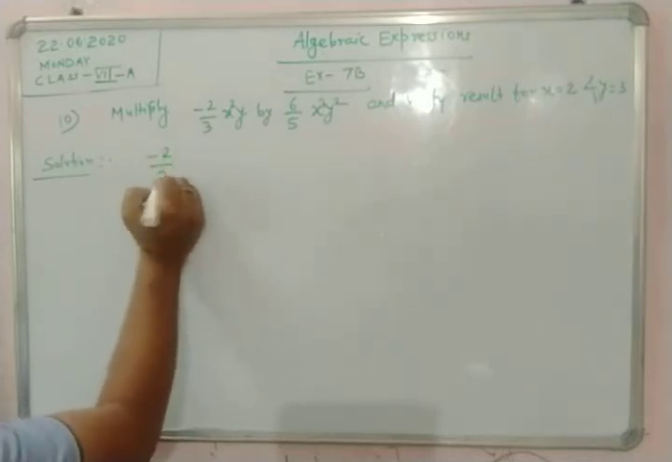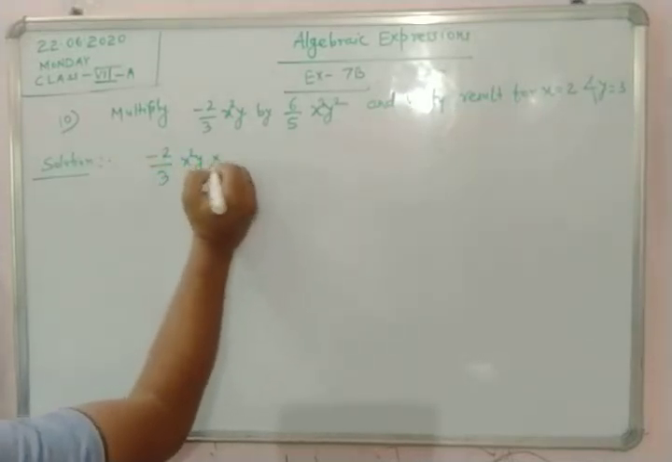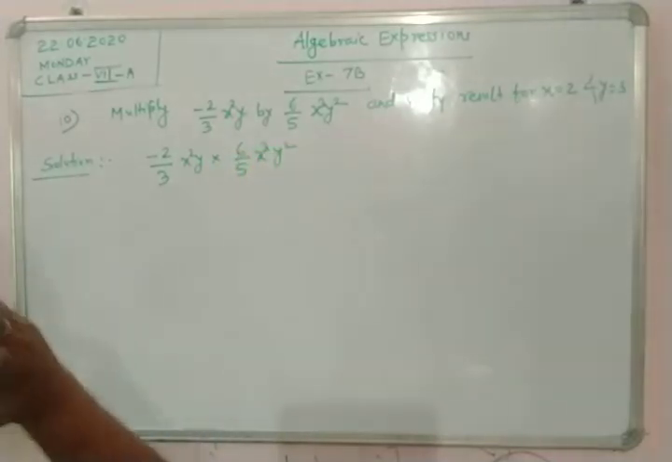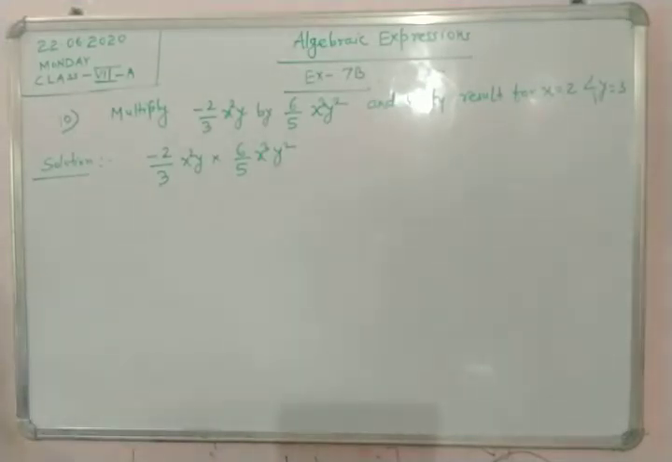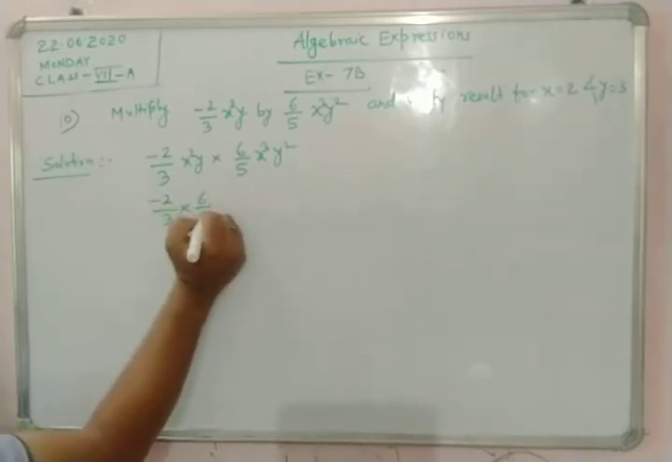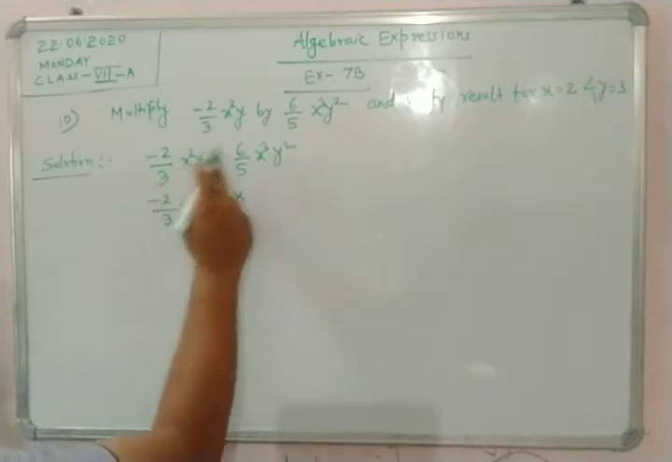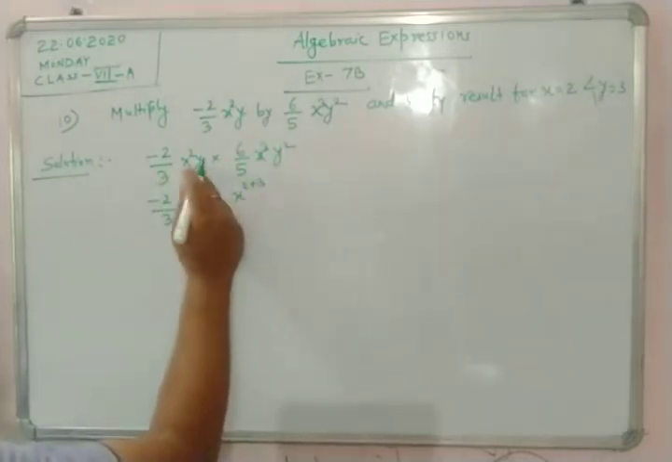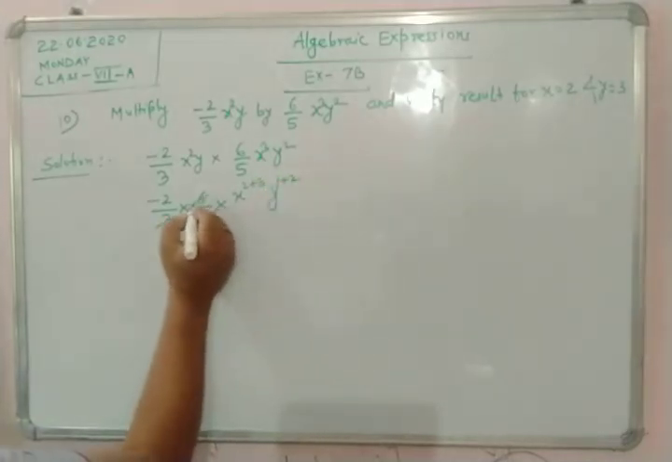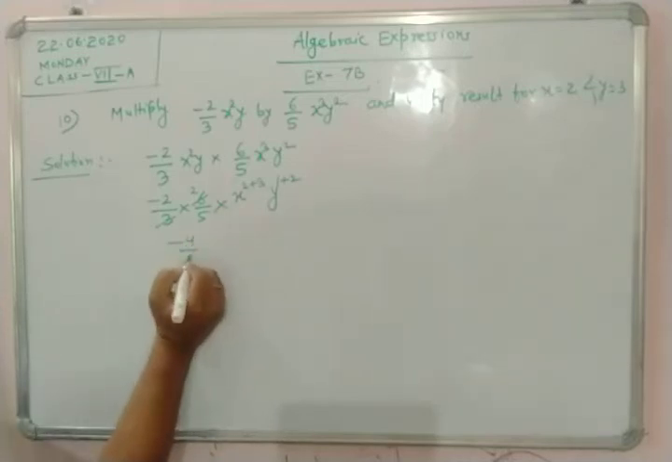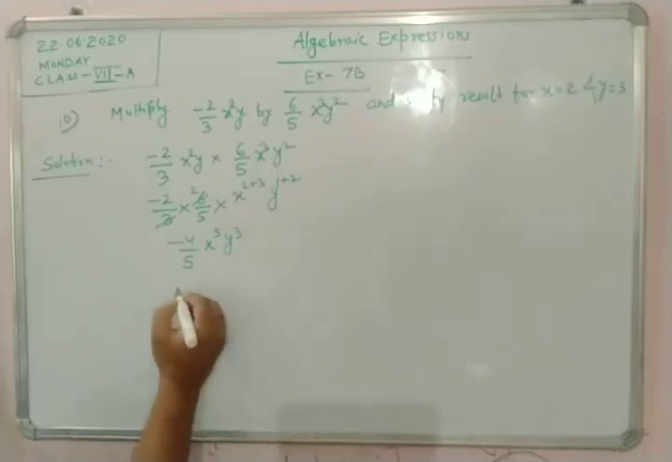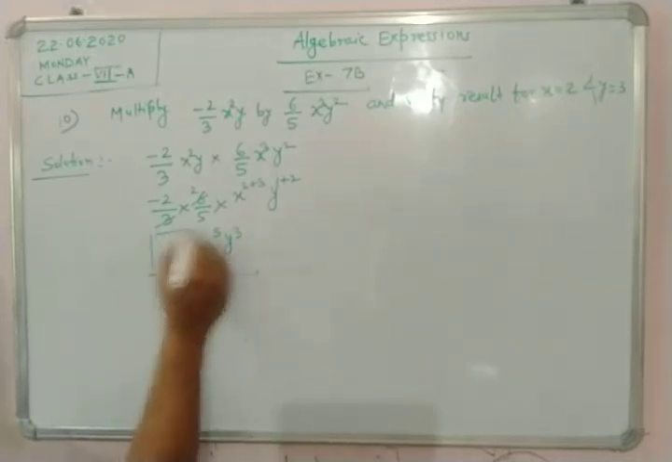So minus 2 by 3 x square y into 6 by 5 x cube y square. Now, what I have just told you, that numbers should be kept in one step. So minus 2 by 3 into 6 by 5 into x to the power 2 plus 3, y to the power 1 plus 2. 3 and 6 can get cancelled. So minus 4 by 5 x to the power 5 y to the power 3. Okay. So this is your product.